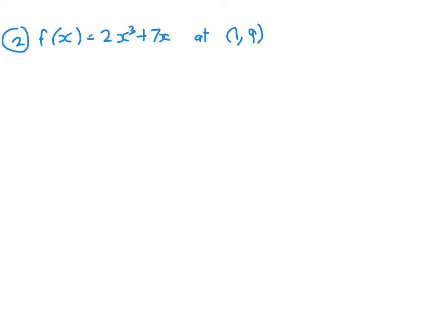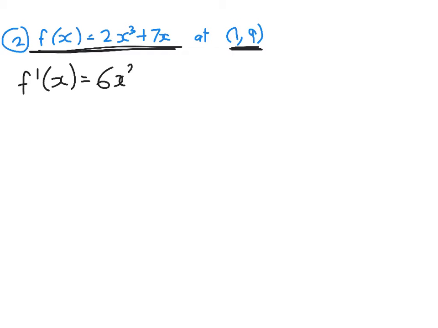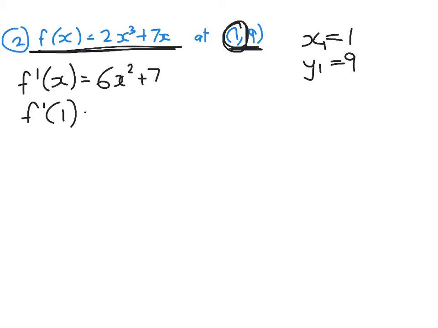Okay, so this is question 2. Question 2 looks like this. This time my functions are cubic, and I want to find the equation of the tangent at the point 1, 9. So we start off by differentiating. F dash of x is equal to 6x squared plus 7, and now I want to find the gradient when x is equal to 1. So f dash of 1 is equal to 6 times 1 squared plus 7, which gives me 13.